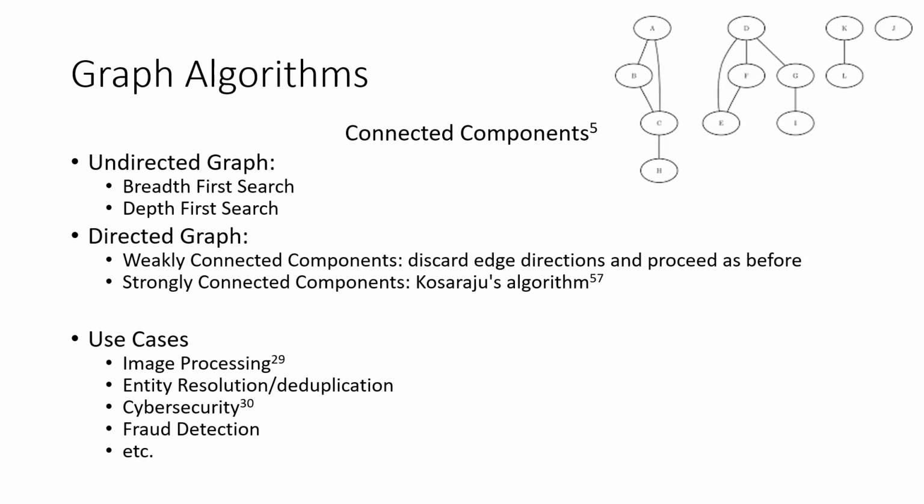Now, these kinds of algorithms have been used a lot in image processing, and even in entity resolution and deduplication. Entity resolution is usually applied to text, where you try to identify real-world entities within the text. They are also used in cybersecurity and fraud detection.